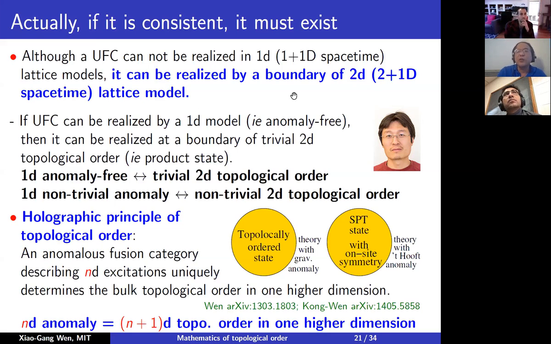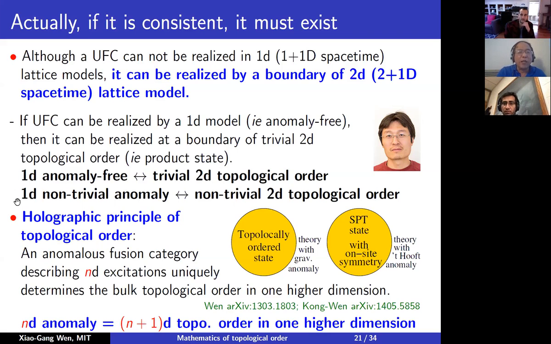So there exists a two-dimensional lattice model whose boundary has boundary excitations, and those boundary excitations realize all the possible unitary fusion categories. So every fusion category theory can be realized as a boundary of a two-dimensional lattice model. And so we have this correspondence: if a 1D model is anomaly free, if something can be realized in one dimension, we don't need two dimensions. Another way to say that is the two-dimensional system is a product state, a trivial topological order. So an anomaly-free one-dimensional theory corresponds to a trivial two-dimensional topological order.